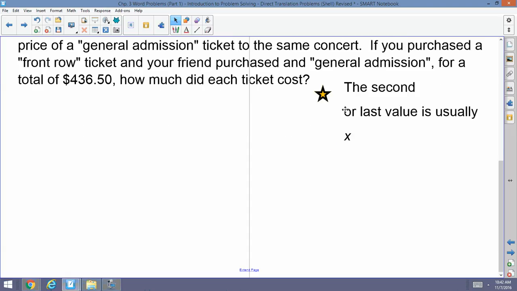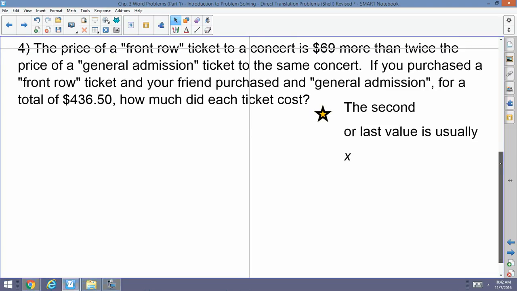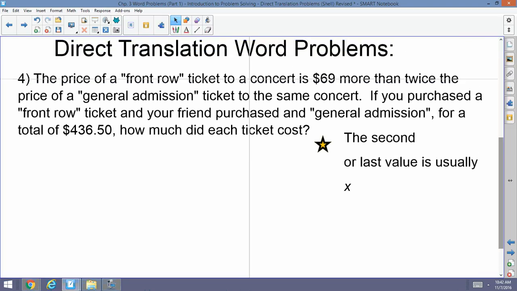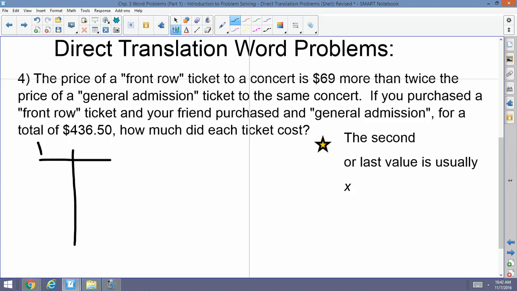Now, when you set up a table, I want to give you a little hint here. Whenever they're describing how one is related to another, usually the second variable, or the last thing they're talking about, is your x, your variable in question. So what does that mean, Morrow? Well, I'm going to make a table because we're talking about two different types of tickets: front row, FR, and general admission, GA.